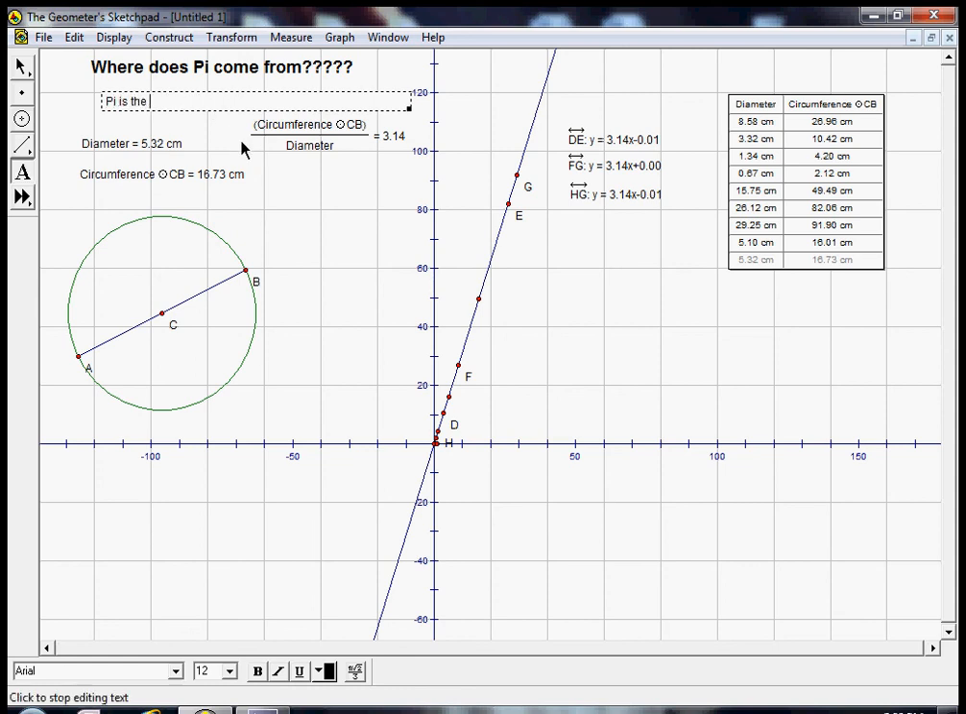is the circumference of a circle divided by its diameter. And make that a little bit bigger here. There we go.